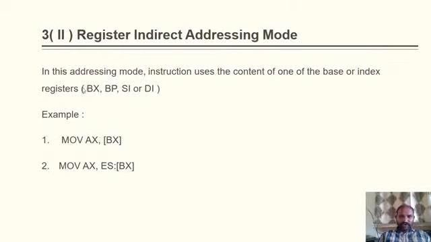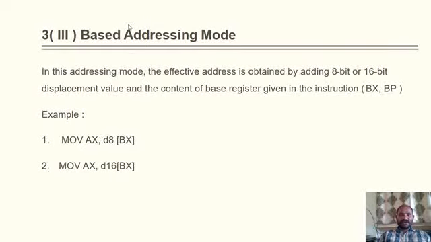Now, if only two of these registers are used, then we have one more addressing mode called the based addressing mode. Based addressing mode is also register indirect addressing mode only. But here we are not going to use the index registers like the source index register and destination index register. We are going to use only BP and BX, that is nothing but the base registers.